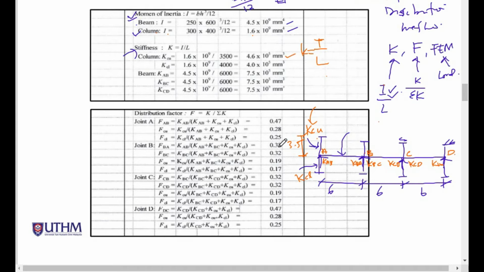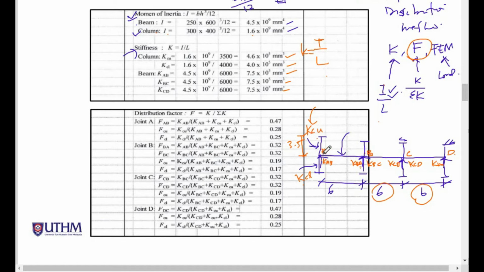Meanwhile for KCL, I divided by L, so 4, and KAB equal to KBA, we get 7.5. Because the length is the same and the size is also the same, all three spans have a similar stiffness, which is 7.5. So next you need to calculate the distribution factor.